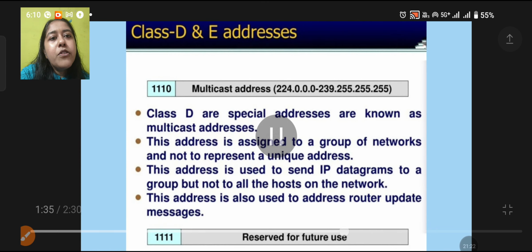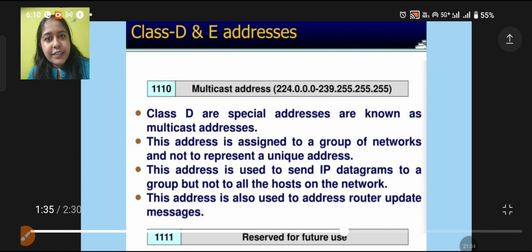Now next is about your class D and E, which are reserved. So 1110, that's your multicast address. Class D are special addresses known as multicast addresses. This address is assigned to a group of networks and not to represent a unique address. Classes A, B, C are used for unique addresses, but a class D address is used for a group of addresses, not for your unique address purpose, right?